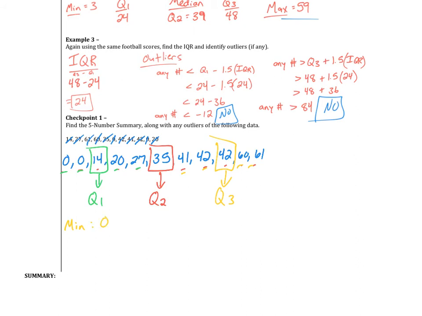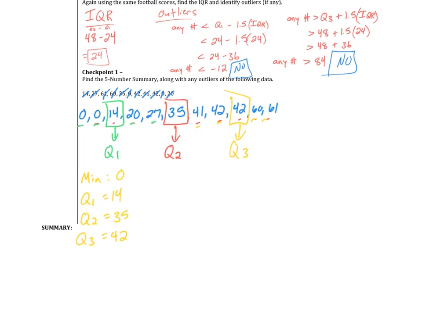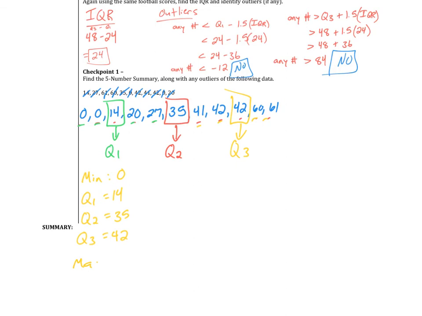So the minimum is 0. Q1 is 14. Q2 is 35. Q3 is 42. And the max, or the biggest one, is 61. So this is the 5-number summary.